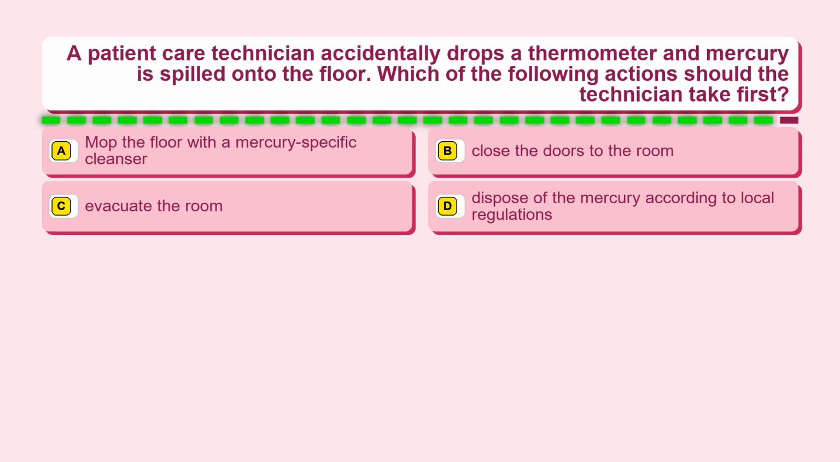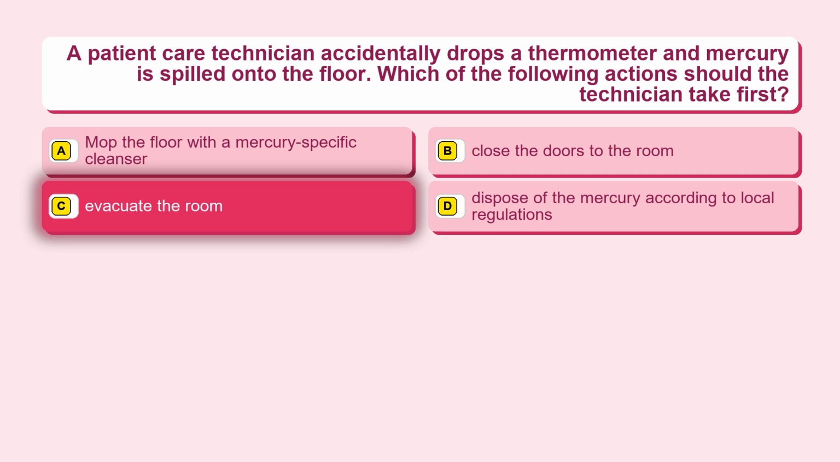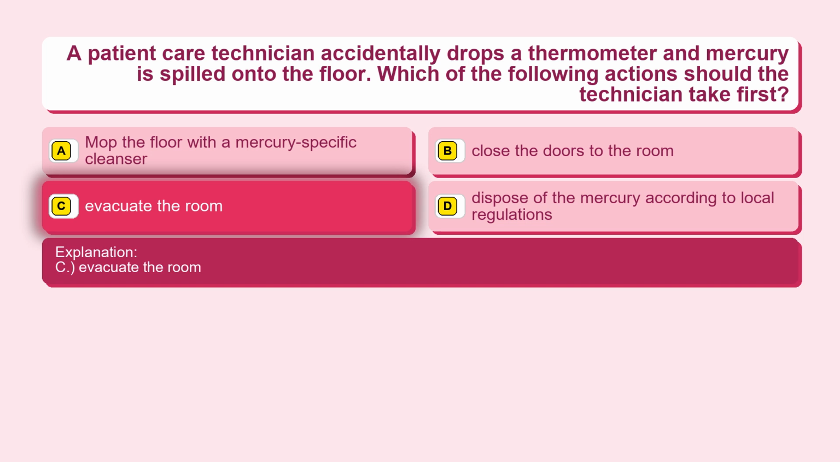Question 61. A patient care technician accidentally drops a thermometer and mercury is spilled onto the floor. Which of the following actions should the technician take first? Option A, mop the floor with a mercury-specific cleanser. Option B, close the doors to the room. Option C, evacuate the room. Option D, dispose of the mercury according to local regulations. The correct answer is option C, evacuate the room.